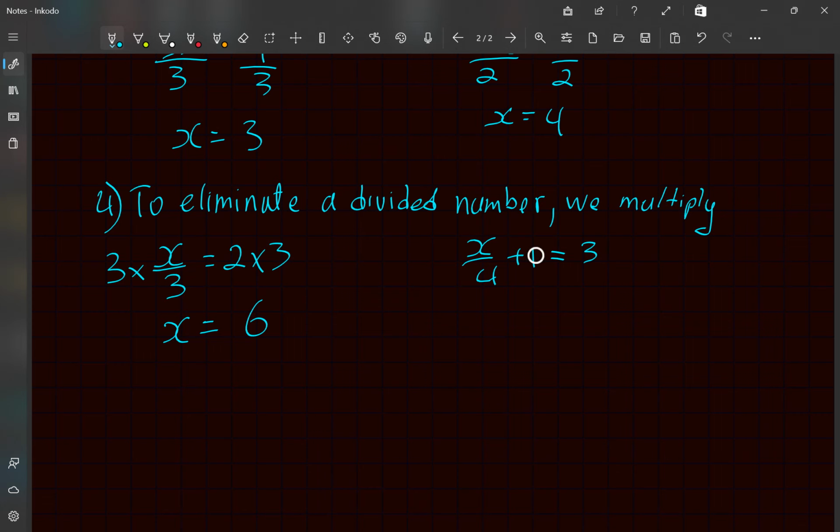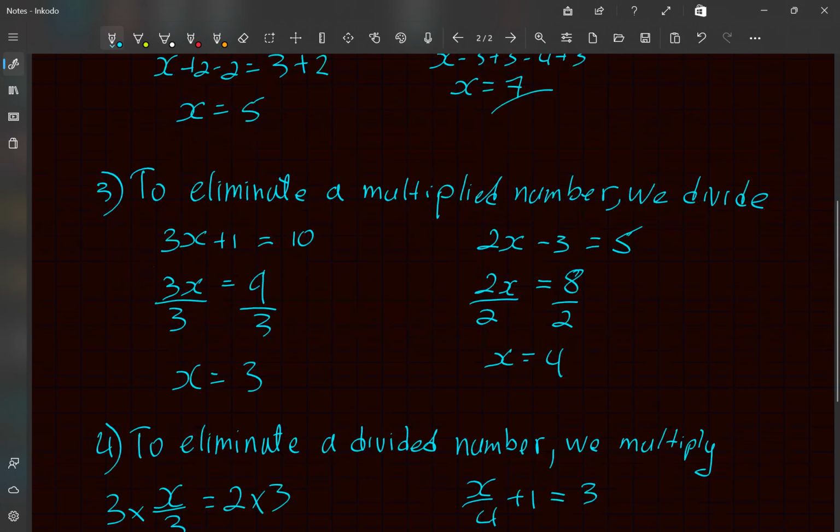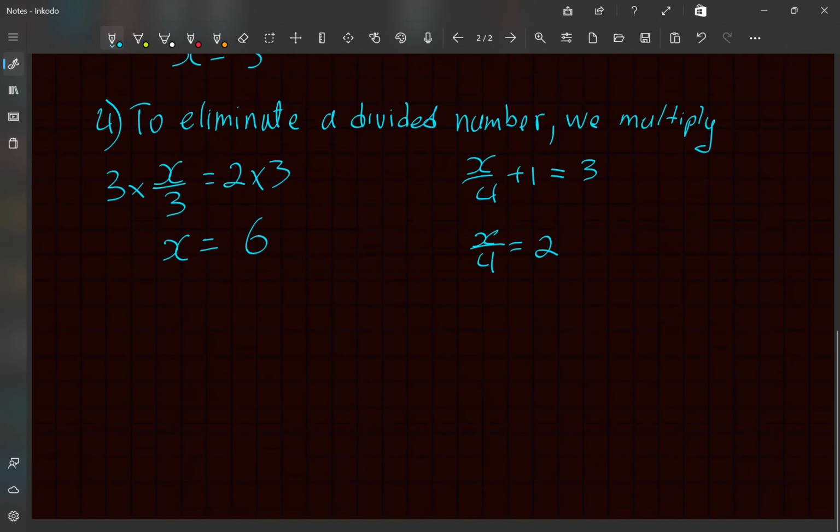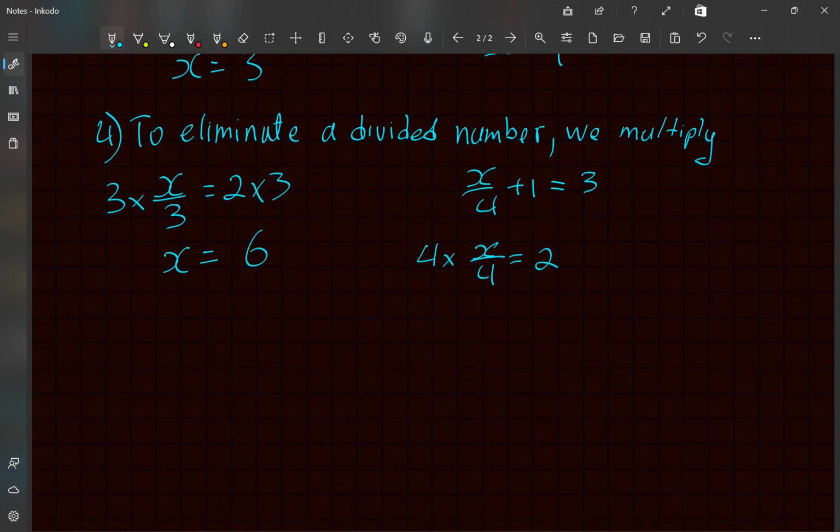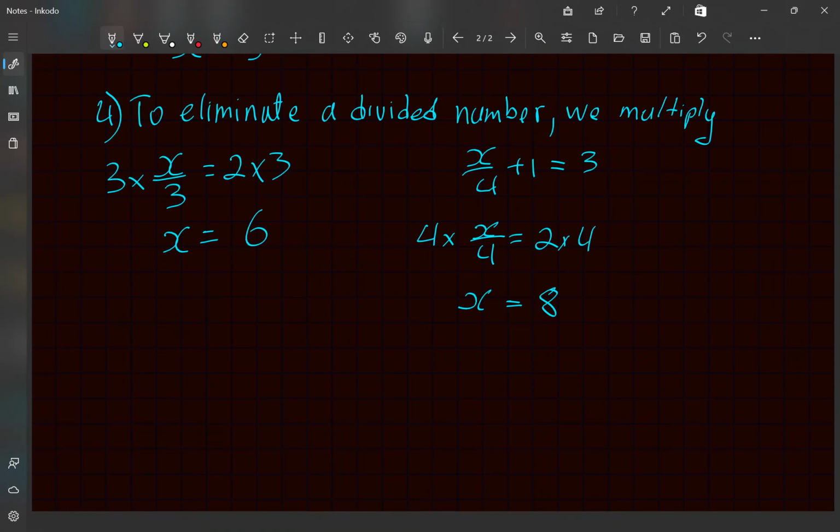Okay, so first I would need to get rid of this plus 1, and to do that I would minus 1 from both sides. And 3 minus 1, that's going to be 2. Okay, and now I need to get rid of this 4 that is on the denominator here. And to eliminate a divided number, we multiply. So I multiply by 4 on either side, and I see that x would be 8.